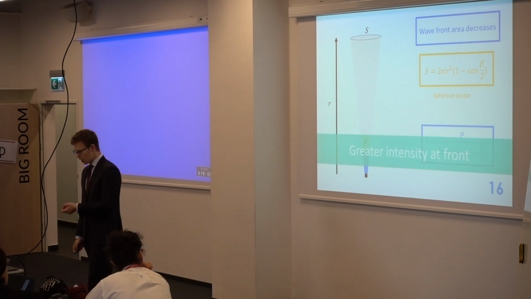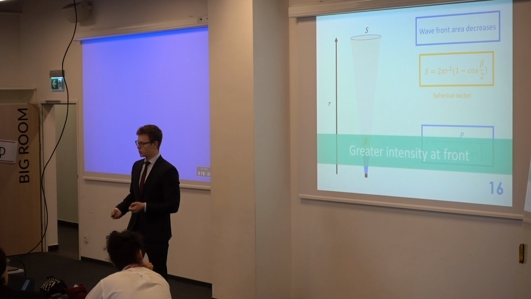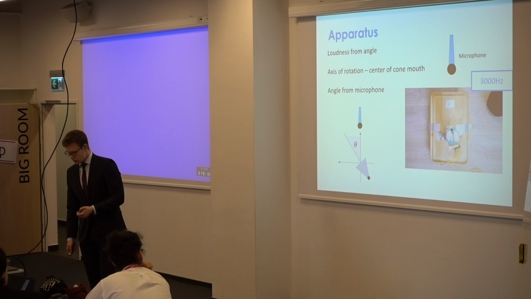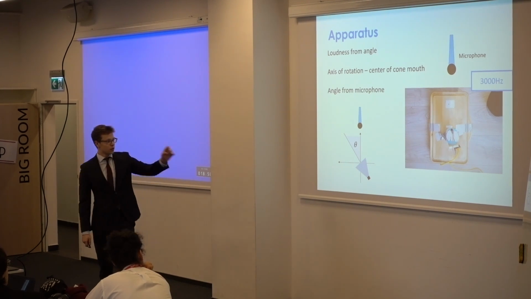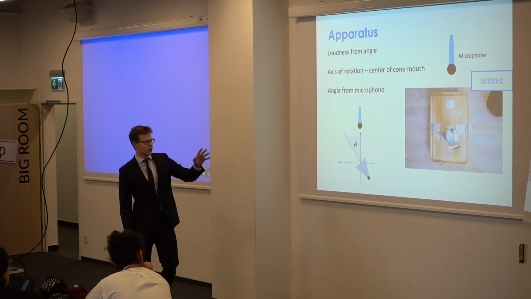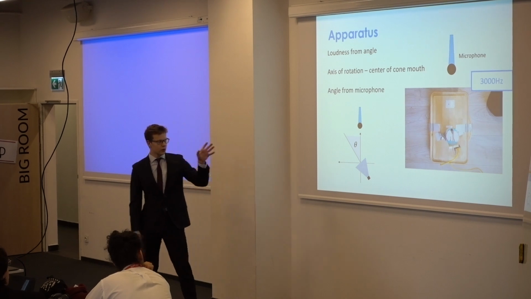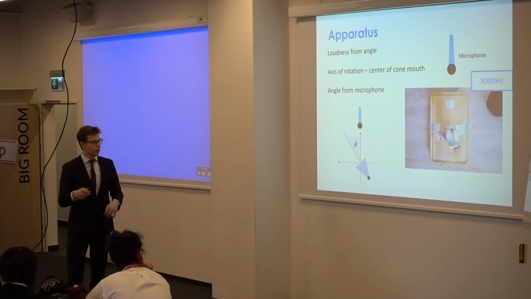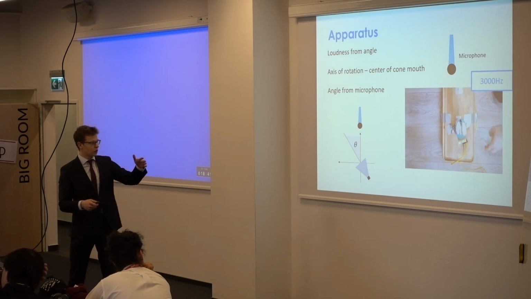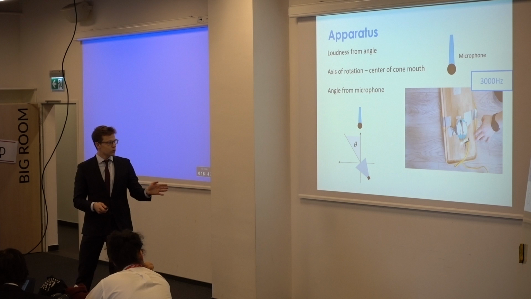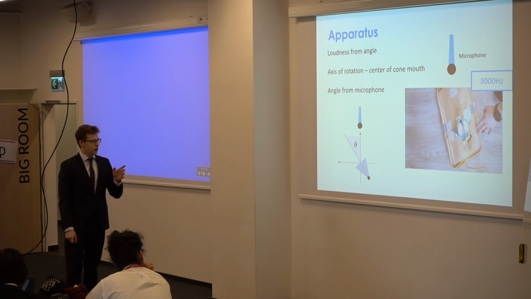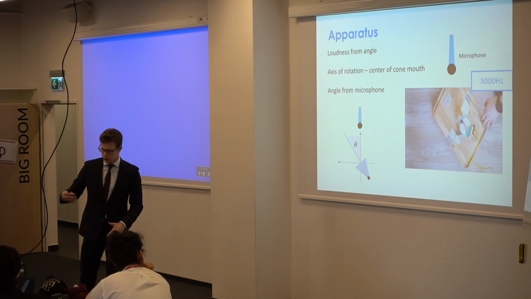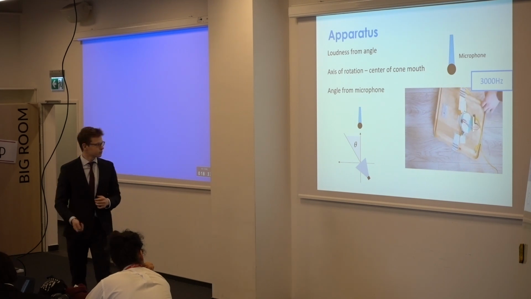Okay, so now let's look at the sound distribution of different setups. I'll present you our apparatus for this measurement. We use a piezoelectric loudspeaker connected to a rotating platform, which has a microphone in front of it. We were measuring the acoustic intensity while rotating the platform. The sound was at 3000 Hz exactly, and from that we could find the acoustic intensity over the angle of the horn.